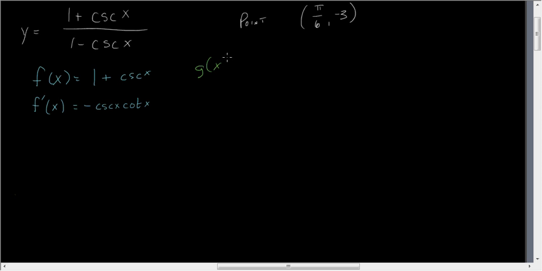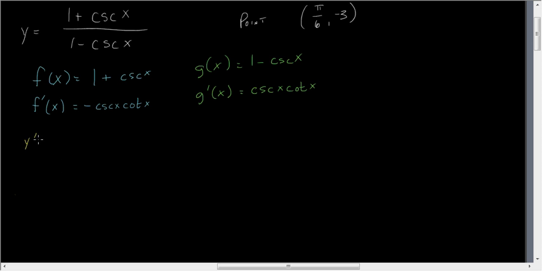G is the bottom, which is 1 minus cosecant x. And G prime then is just the negative of that. And so it's cosecant, the other cosecant, the kind with an S, cosecant x cotangent x. Okay. So now that we have that, we can go ahead and invoke our quotient rule.